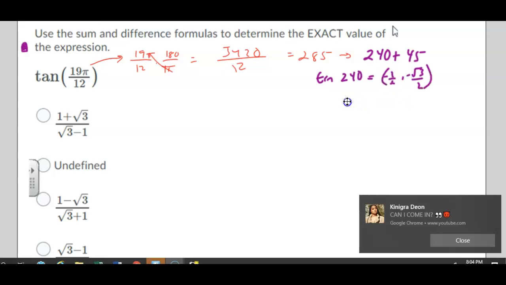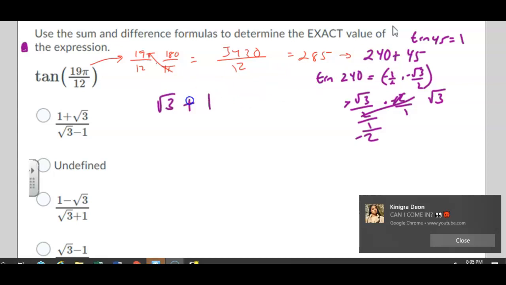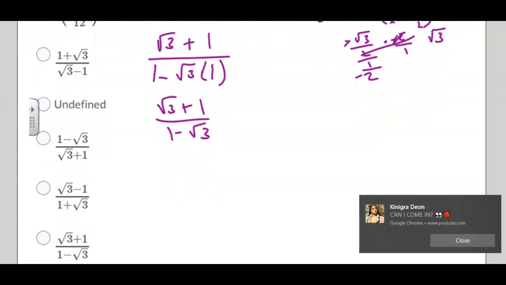So what we have to do is sine over cosine, which is keep, change, flip. We flip this one, the 2's and the negatives cancel, and I'm left with radical 3. Just radical 3. And of course, tangent of 45 equals 1. So here we go, tangent of A plus B is tangent A plus tangent B all over 1 minus tangent A times tangent B. Radical 3 times 1 is radical 3, so we have radical 3 plus 1 all over 1 minus radical 3, which is option B right here.